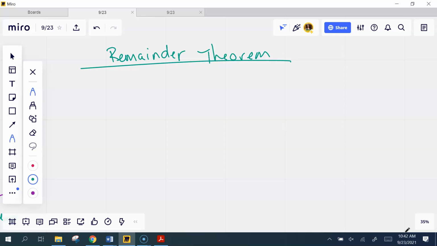See if you can figure it out on your own. If I had f of x, what's the remainder here? 3x to the second.